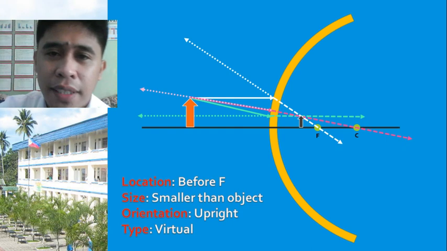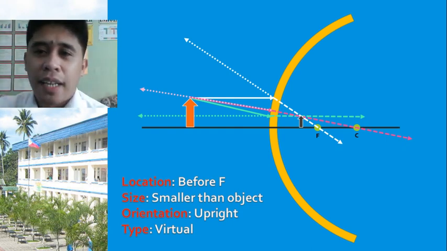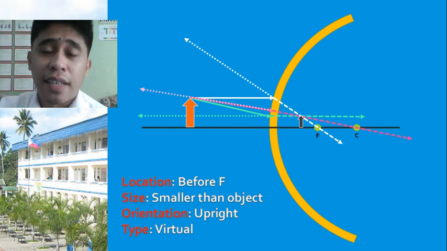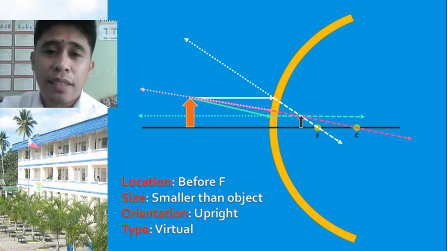So there you have it. We have applied ray diagramming in predicting and characterizing the images formed by mirrors, especially curved mirrors. In the next video, we will apply mathematical concepts such as the mirror equation and magnification equation to quantify the qualitative characteristics. See you next time.